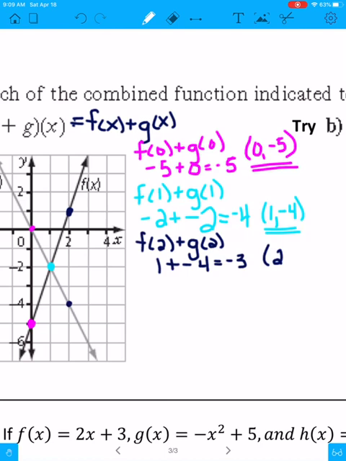Oh my goodness, my stylus isn't working. 2 and negative 3. I love technology. Okay, so that's my other new point.